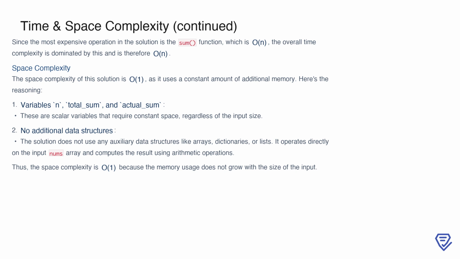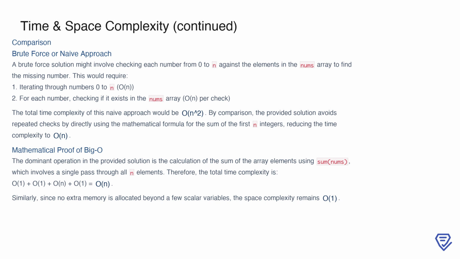When comparing this solution to a brute force or naive approach, the efficiency becomes even clearer. A naive solution might involve iterating through all numbers from 0 to n and checking if each number exists in the array. This would involve a nested iteration, one loop for numbers 0 to n, and for each number, another loop to check its presence in the array. This results in a time complexity of O(n^2), since each check is O(n), and there are n numbers to check. By contrast, the provided solution eliminates these repeated checks by leveraging the mathematical formula for the sum of the first n integers. This reduces the time complexity to O(n).